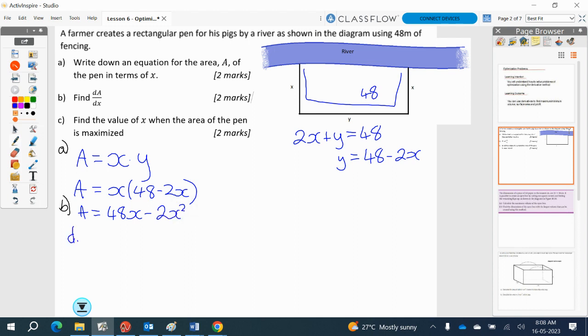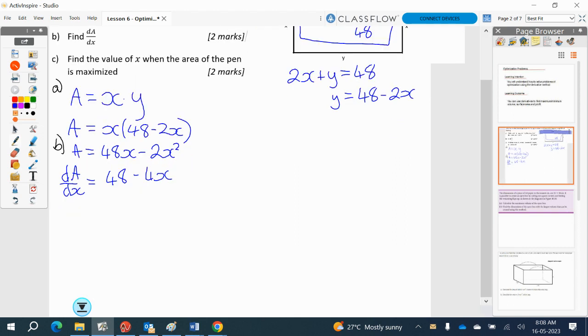Then we need to differentiate A with respect to x. What would the derivative of this be? 48 minus 4x. You guys sound great. So this is the derivative. Lastly, we need to find the value of x, which maximizes the area.